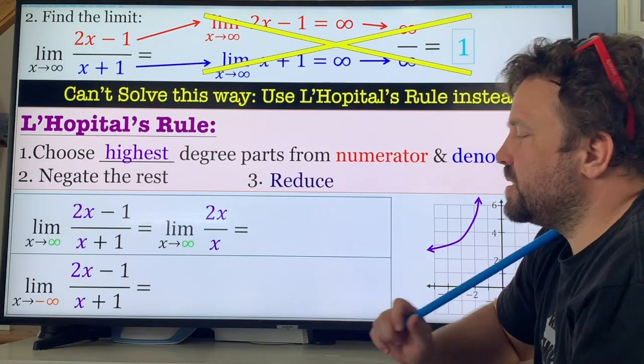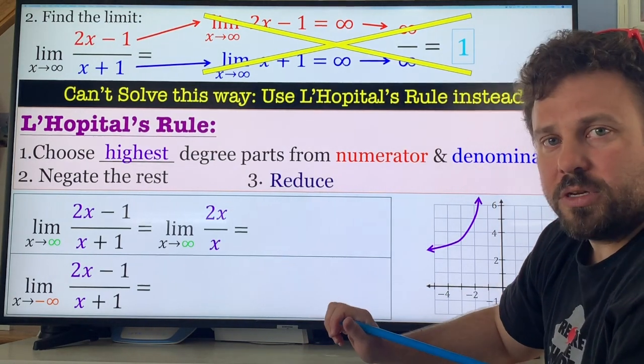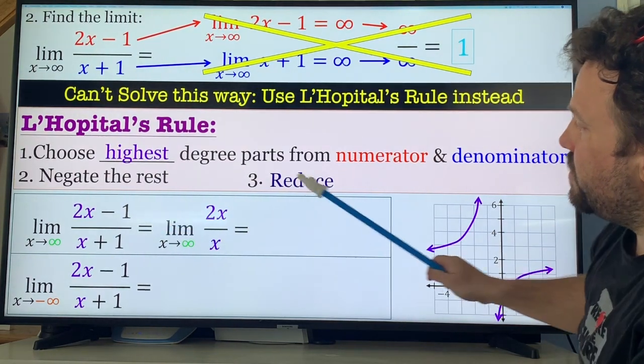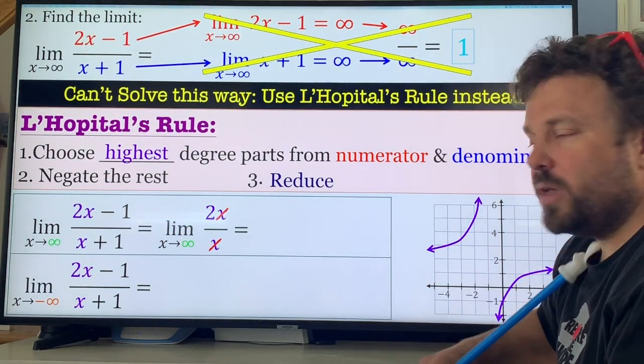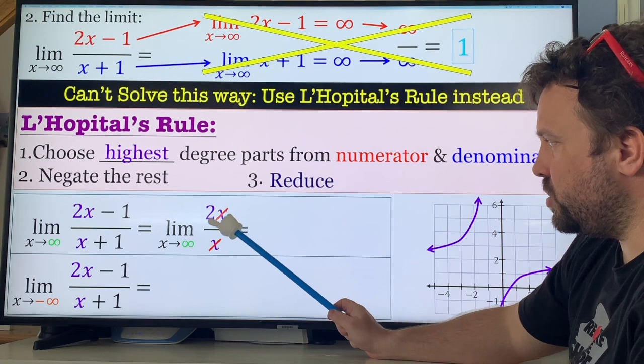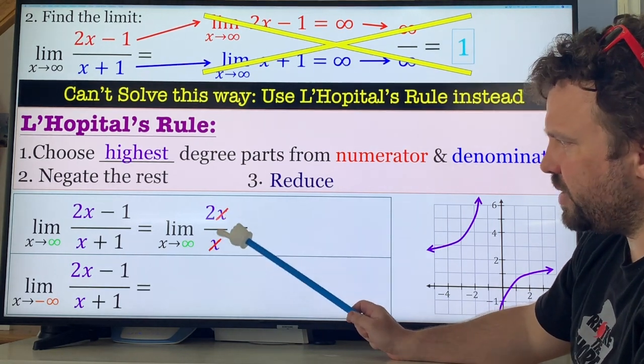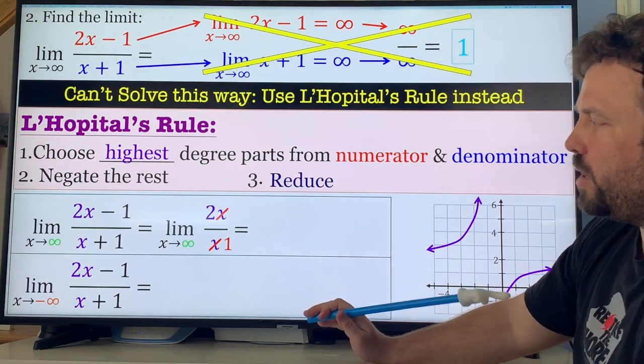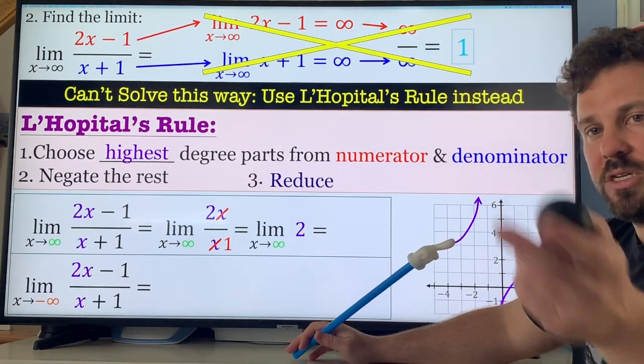So we're going to pick 2x and x. Now, what could you do with 2x and x? Negate the rest, so we erased all this. Reduce. What reduces out of here? We can take out the x's. So our answer is 2 over, well, what do these become? Technically, that becomes a 1. All right? This is 2 times 1 over 1. 2 divided by 1 is 2.